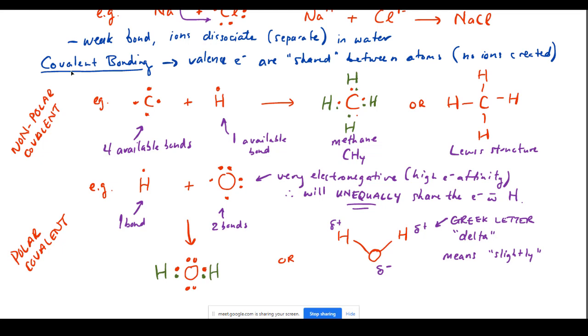Shared, that's the key. Covalent. Valent is the name of the outside shell. So these electrons are in the valence shells for both of these atoms. And co means to share, so I'm sharing the outside.